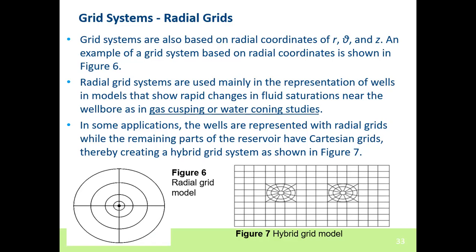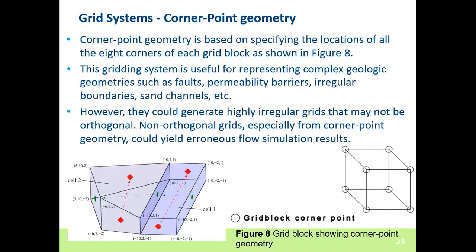In some applications, you might even use a hybrid grid model. If you look at figure 7, you see you have a radial grid, and the circle in the middle here represents a well. So this is like a radial grid embedded in a Cartesian grid system.